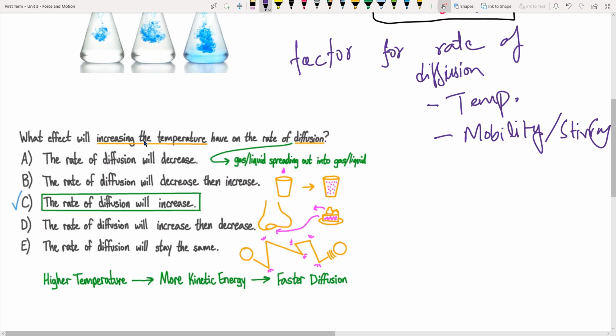What effect will increasing the temperature have on the rate of diffusion? The rate of diffusion will decrease, which is a wrong option. The rate of diffusion will decrease and then increase. That is again not possible. The rate of diffusion will increase. We'll discuss why that is so, but that's the correct one. And the rate of diffusion will increase and then decrease cannot possibly happen, because there is one trend in temperature, so it cannot have two trends in diffusion. The rate of diffusion will stay the same. That is also not possible.